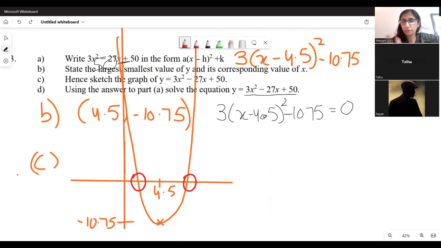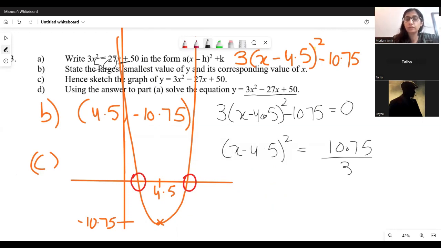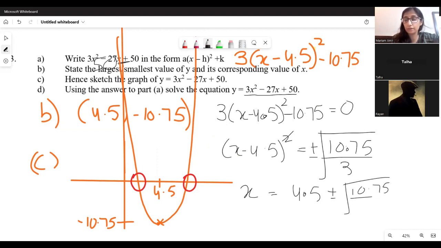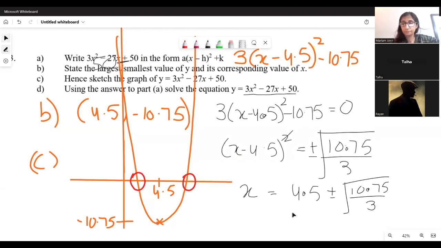So let's solve this. First, minus 10.75 has to go to the right. Then 3 has to go to the right. It gets divided. And then you take square root. So this gets cancelled and you write a square root here. With square root, you must write plus minus. And then x equals 4.5 plus minus square root of 10.75 divided by 3.